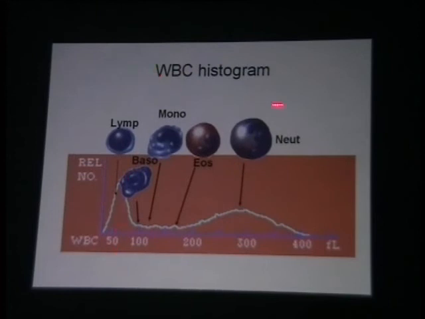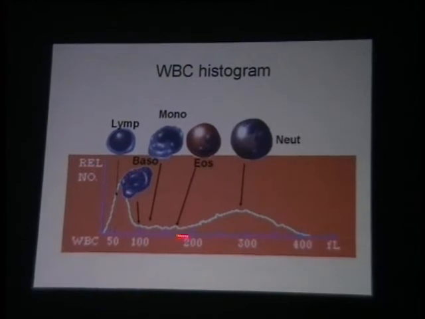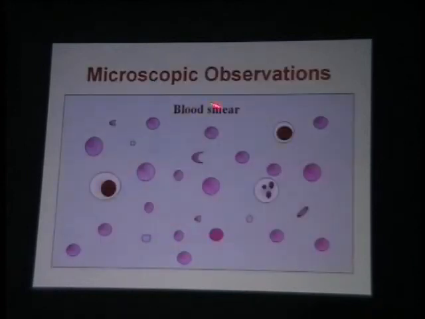That is how the histogram is generated for WBCs. We know they are from 50 to 400 femtoliters. So according to the size, the machine will put the smallest, the lymphocytes, on the left side, increasing in size, coming to the monocytes and the eosinophils in the middle, that's the mid population, and then the neutrophils on the right side. That is what a blood smear looks like graphically. That is what the machine is looking at.